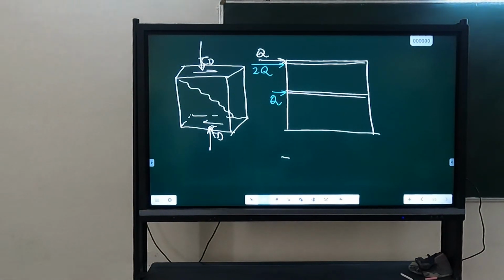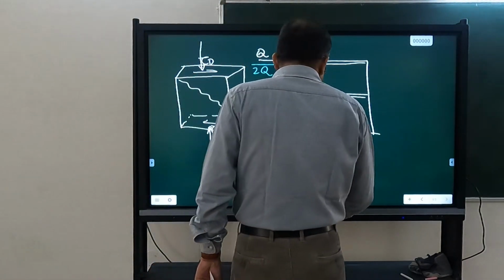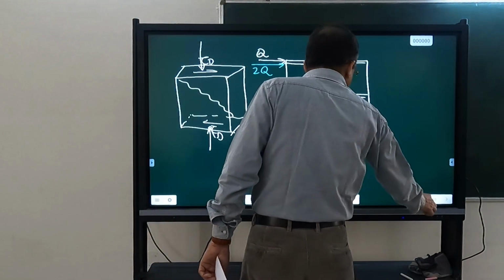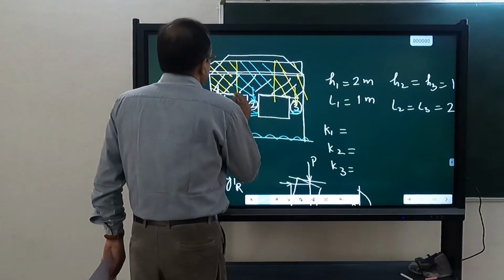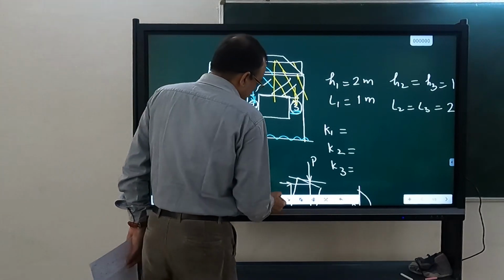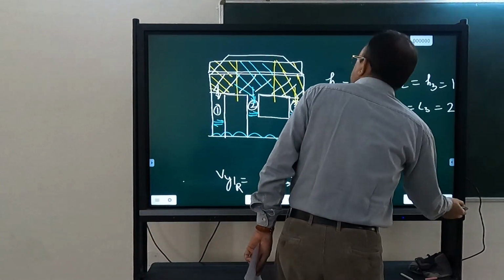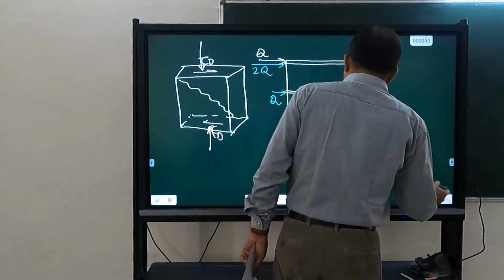Okay. What are spandrels? These which you are having. This is already congested, full.